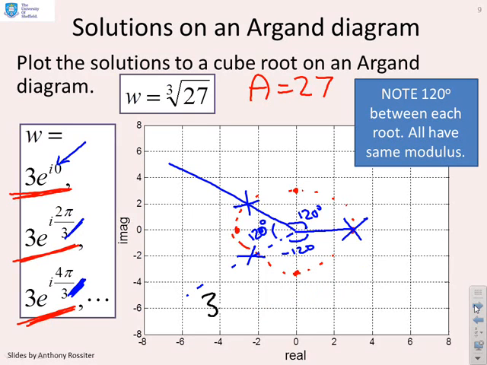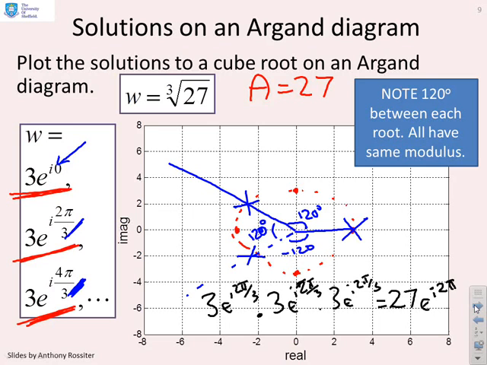But let's just do one of the others. What if I do 3e to the i 2 pi by 3 and multiply it by itself 3 times? 3e to the i 2 pi by 3, 3e to the i 2 pi by 3, and what do you notice? You see you get 27 e to the i 2 pi. It brings you back to the real axis, which is just what you expect. So 3 lots of 120 degrees brings you back to 360 degrees. Or 3 lots of minus 120 degrees brings you back to minus 360 degrees, which is the real axis.